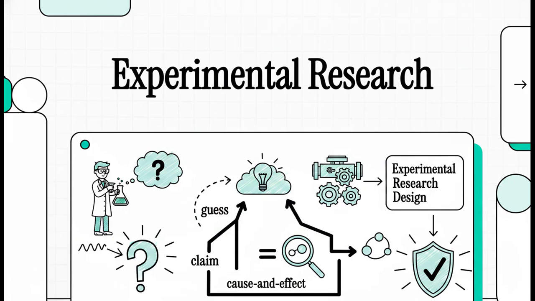Let's just jump right in. We've all seen those flashy headlines, right? The ones claiming that doing X absolutely leads to Y. But how do scientists actually know that for sure? How do they move past just making an educated guess to actually proving cause and effect? Well, that's exactly what we're tackling in today's Explainer.